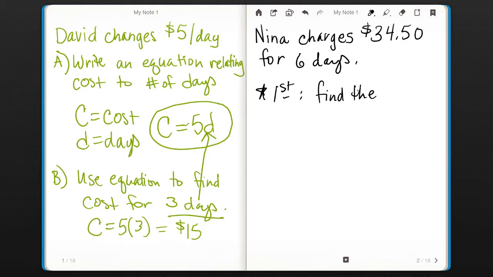So, yes, if you were comparing, definitely, I would say go with that route. But let's just say this is its own problem, okay? And it's not really related to David. We also want to be able to change this into an equation. So let's find the unit rate first. So we'll do that like we said, divide by 6. So go ahead and do that if you haven't already, and find out what she charges per day.